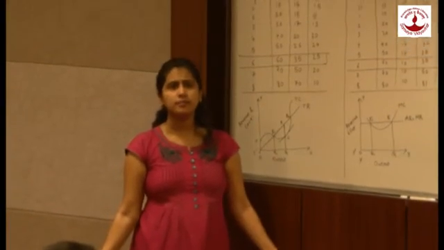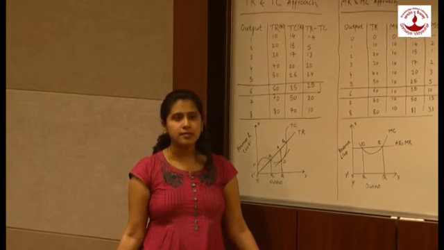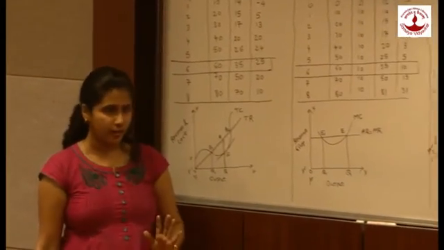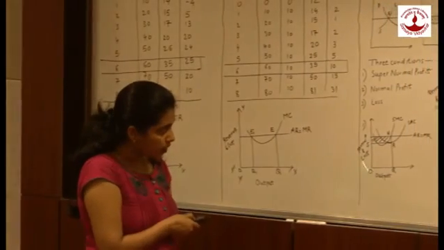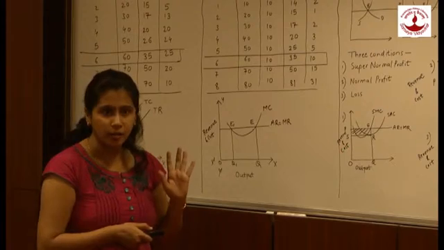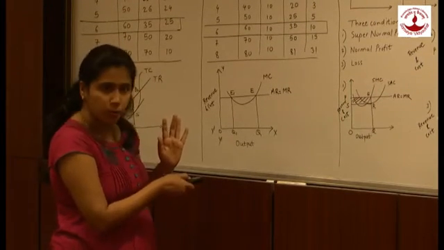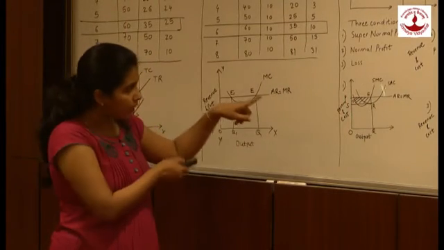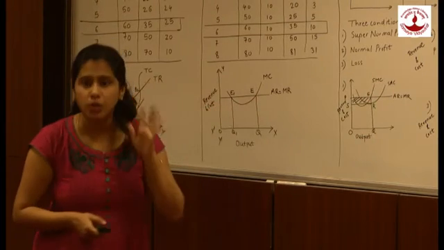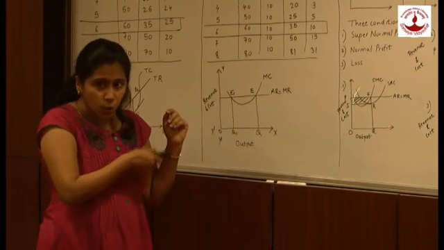Profit is what? TR minus TC. Total revenue minus total cost, right? So total revenue in this diagram is OQEP, because OP is my price, isn't it? OQ is my output. So what I get as total revenue is OQEP. Similarly, if OS is the cost given, what is the total cost here?